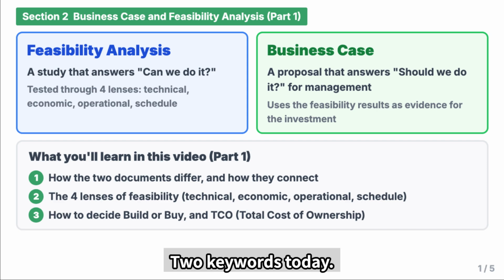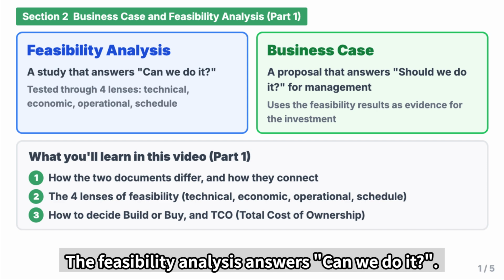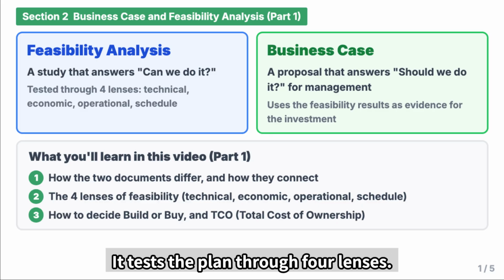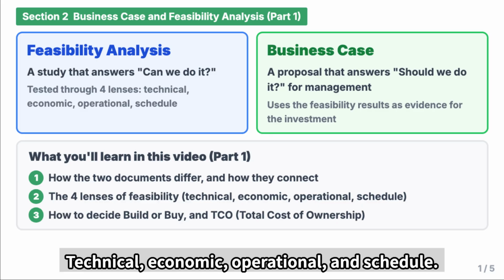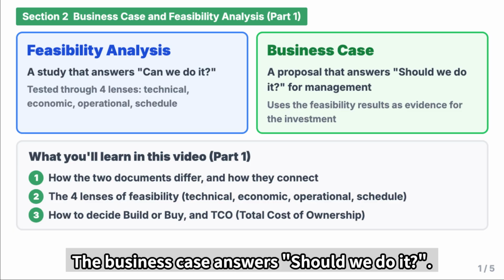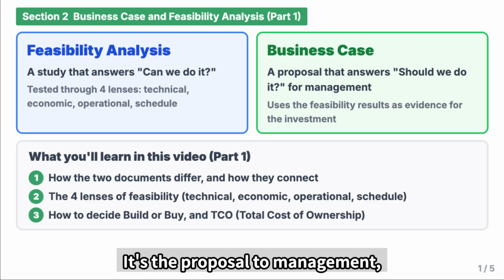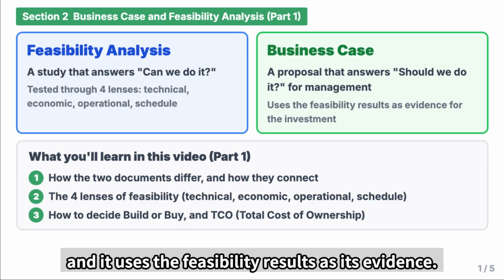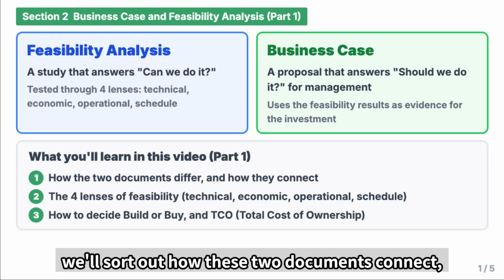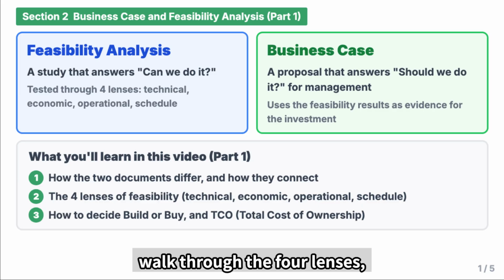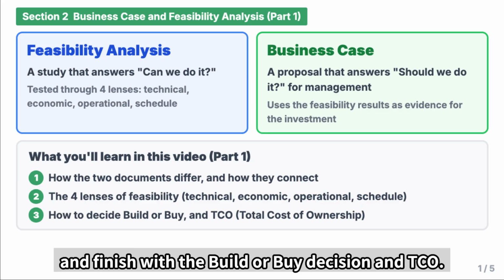Two keywords today. The feasibility analysis answers, can we do it? It tests the plan through 4 lenses. Technical, economic, operational, and schedule. The business case answers, should we do it? It's the proposal to management, and it uses the feasibility results as its evidence. In this part, we'll sort out how these two documents connect, walk through the 4 lenses, and finish with the build or buy decision in TCO. Let's dig in.